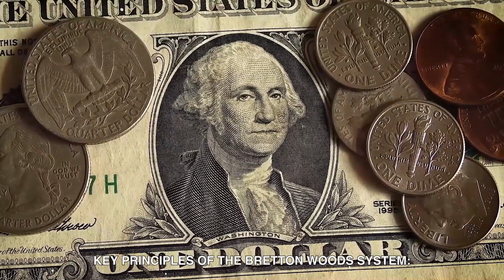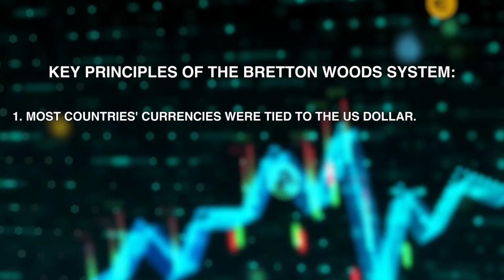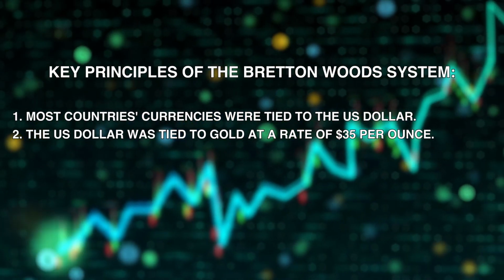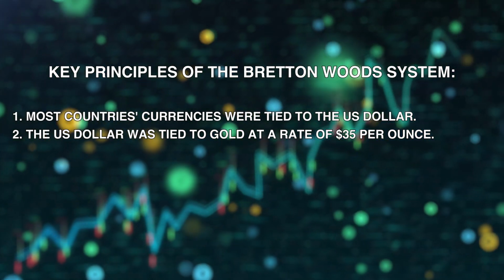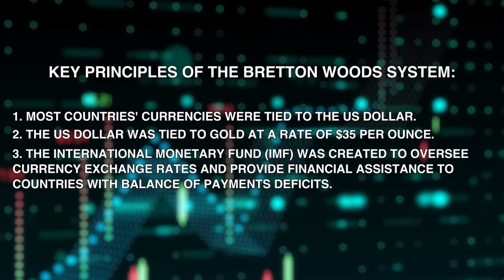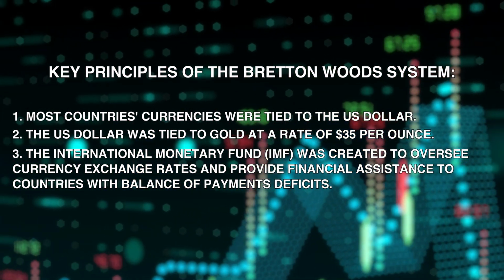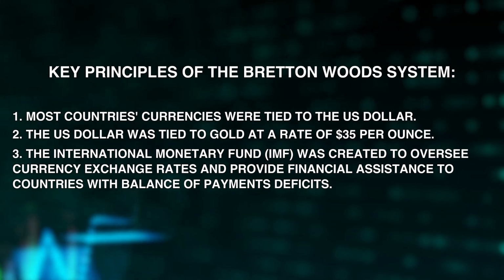Key principles of the Bretton Woods system. 1. Most countries' currencies were tied to the US dollar. 2. The US dollar was tied to gold at a rate of $35 per ounce. 3. The International Monetary Fund (IMF) was created to oversee currency exchange rates and provide financial assistance to countries with balance of payments deficits.